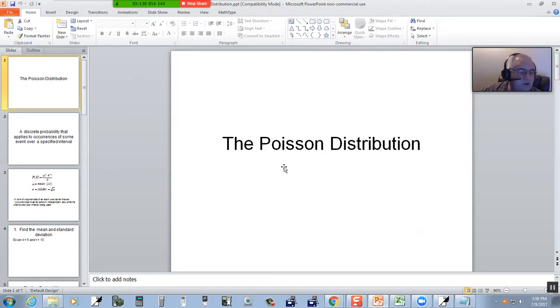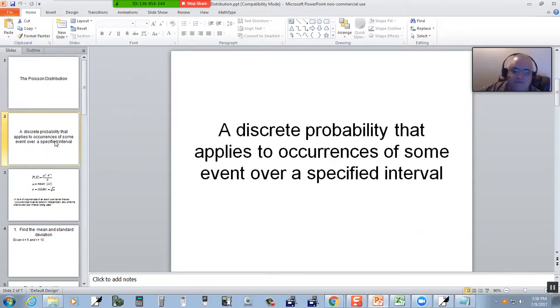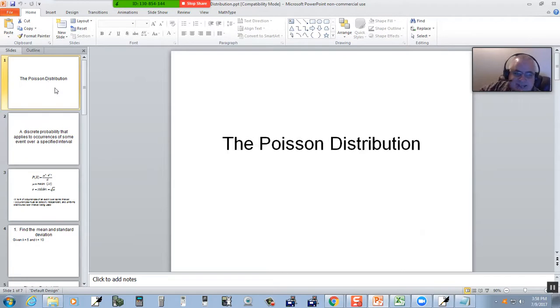Let's take a look at the Poisson distribution. I think that stands for fish. It's been a long time since I've had French, but I think that's what it means. But that's not who it's named after. The person's name is Poisson.